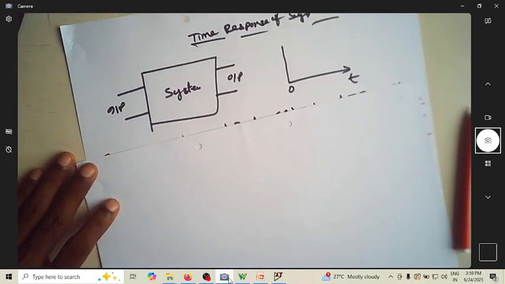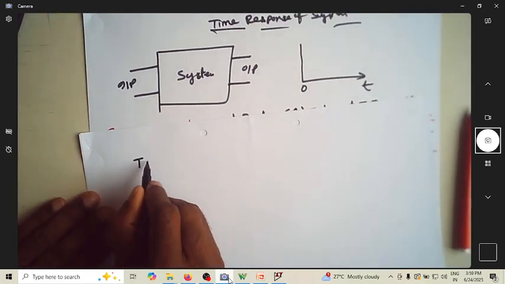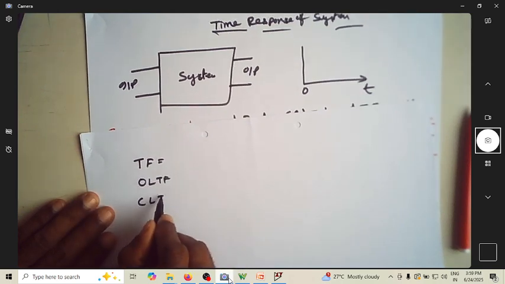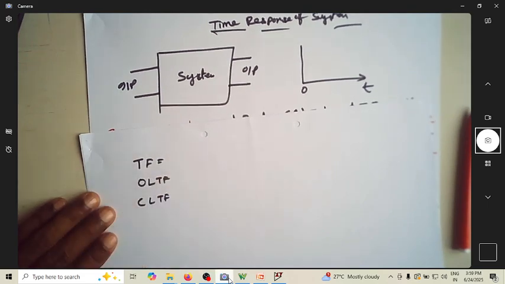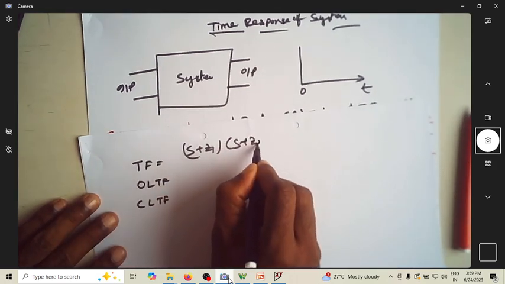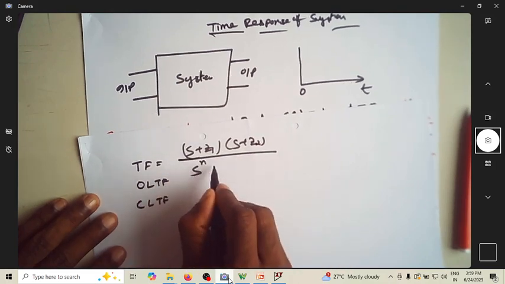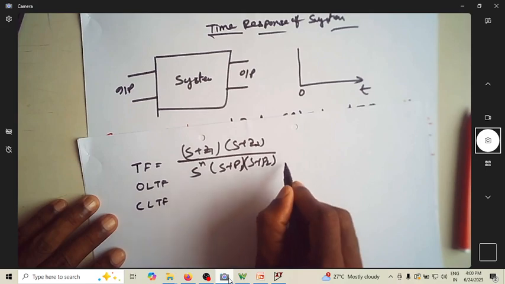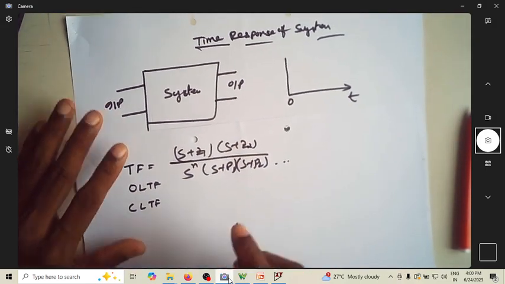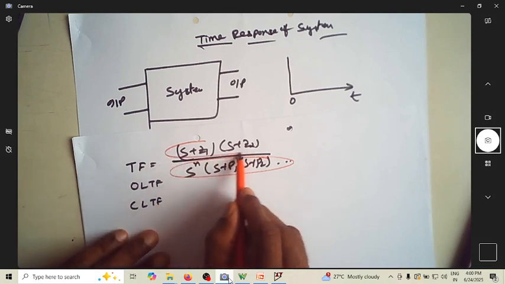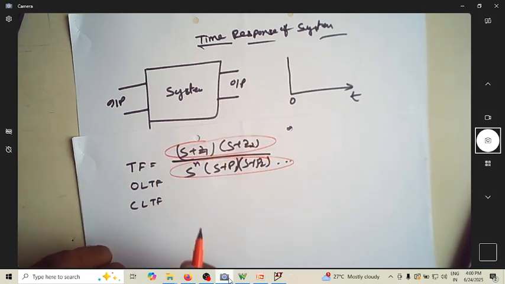Of course, we know that we define the system by a transfer function. It can be an open loop transfer function or a closed loop transfer function. We are going to define that in the form of poles and zeros. It can be s plus z1, s plus z2, s power n, and the denominator is s plus p1, s plus p2. Of course, you can have any number of poles and zeros, and we know that the denominator will indicate the poles and the numerator will indicate the zeros of the transfer function, whether it is open loop or closed loop.